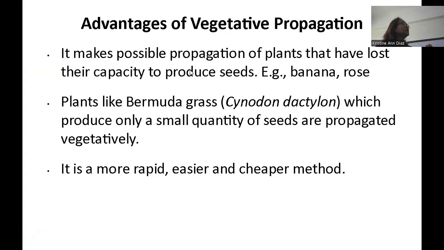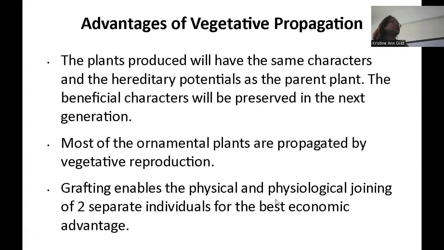In vegetative propagation, for example, banana does not produce seeds, so vegetative propagation is important. Using suckers, it will take you a lot of suckers to plant thousands of hectares. So tissue culture is the best. For roses, for Bermuda grass, it is also a cheaper, rapid, easier method. Same characters. That's why most ornamentals are vegetatively reproduced. While grafting will also enable you, for example with bougainvillea, to get a different color of bract. You can do that using budding or grafting.